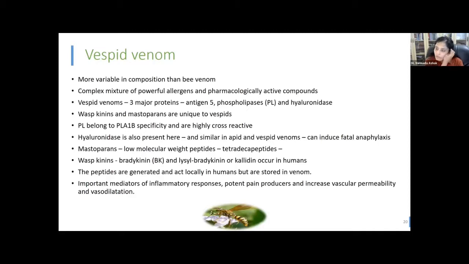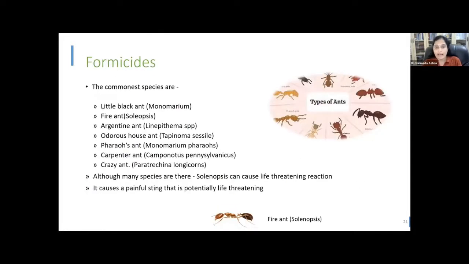This is mastoparans, like mastoparan B. The mastoparans are very specific for the vespids, and they're tetradecapeptides capable of anaphylactic reaction. Bradykinin and kallidin can also occur in humans, and they are all stored in the venom. They are important mediators of inflammatory responses. They are potent pain producers and also capable of increasing vascular permeability. The last is the formicids.